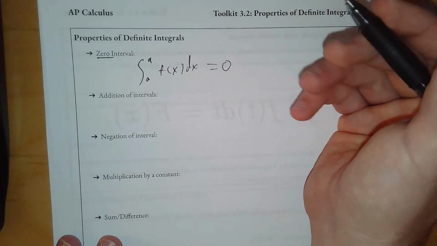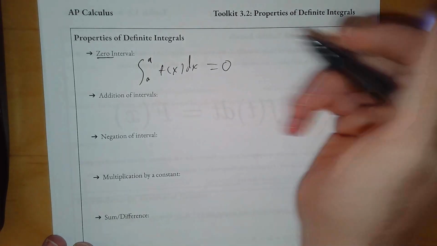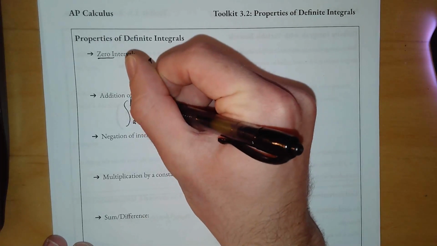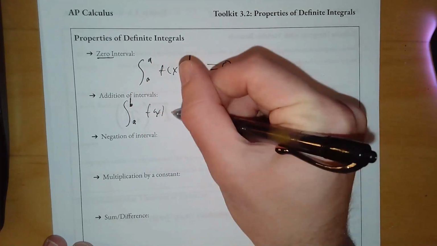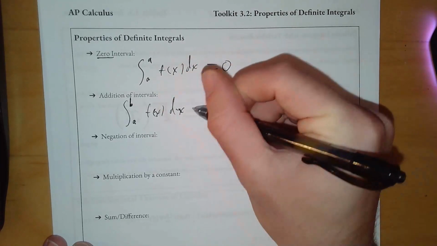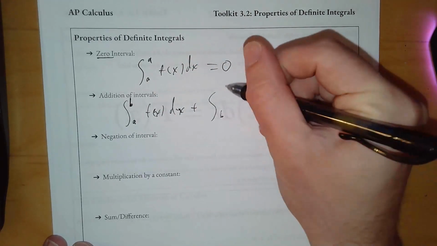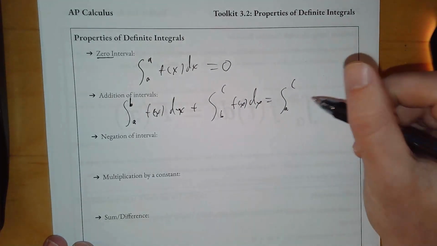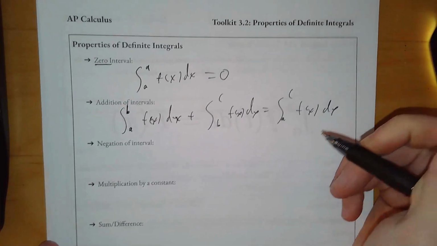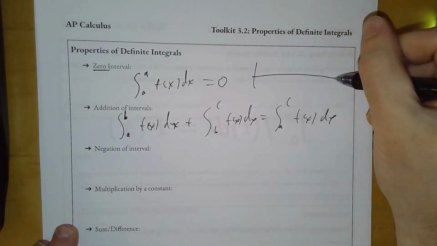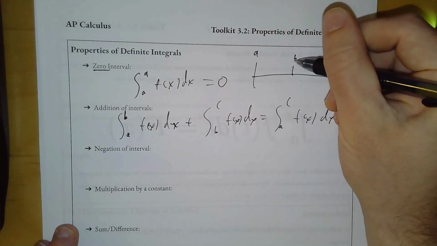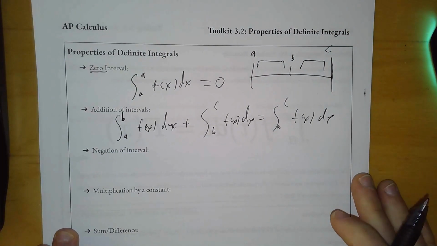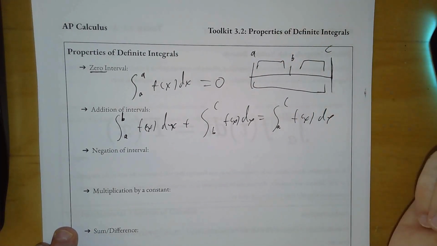The addition of intervals says that if you have an integral from a to b of f of x dx, and you add the integral from b to c of f of x dx, you'll get the integral from a to c of f of x dx. The way that I like to remember that is visually it makes sense. If you're from a to b, and you have this region, and then you add this region, then together you will have the total, which is a to c.